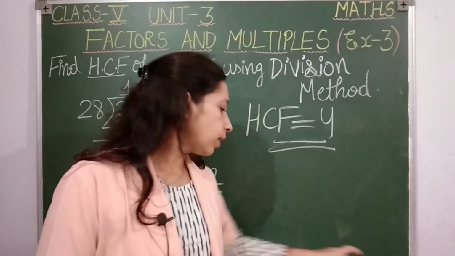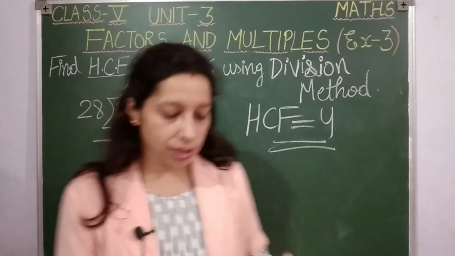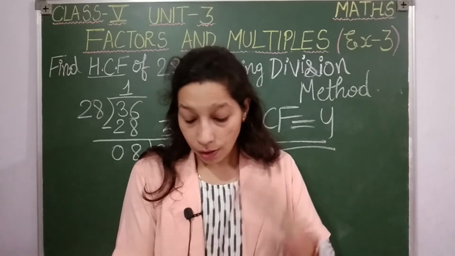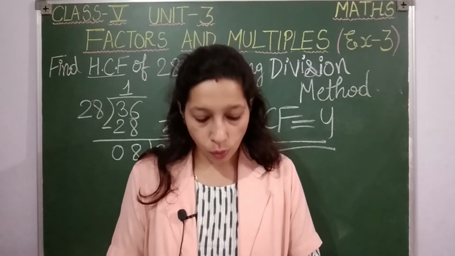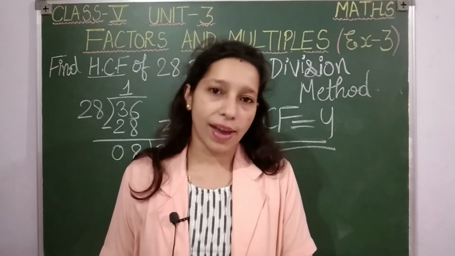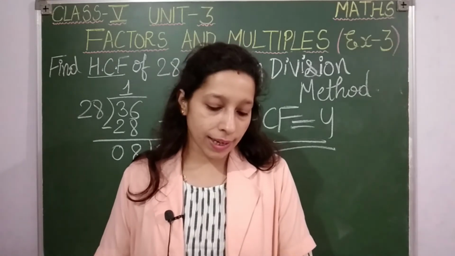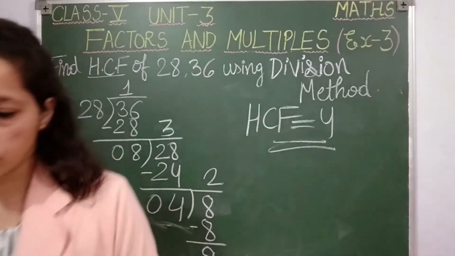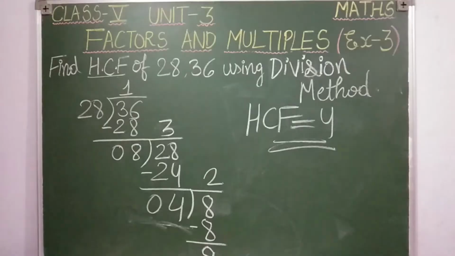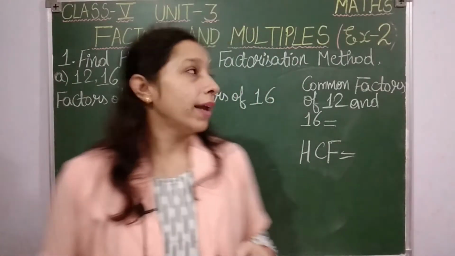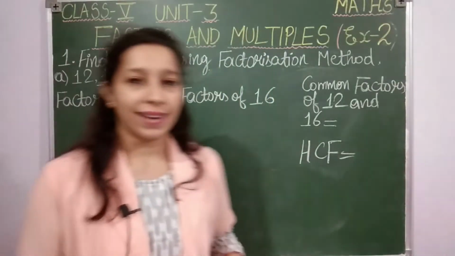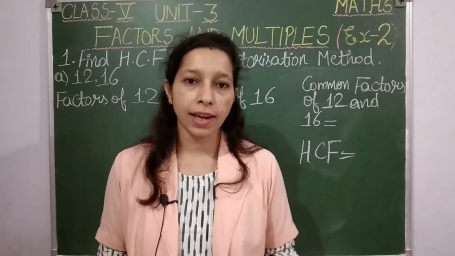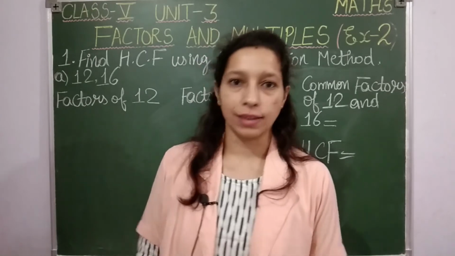For now we are going to start our exercise with our first question, students. So in your textbook, exercise number 2, find HCF using factorization method. So students, we are going to start our first question. So students, question number 1. Find the HCF using factorization method. Points A to L are given. Few points I will solve here, and the rest you can simply practice. Okay, students.